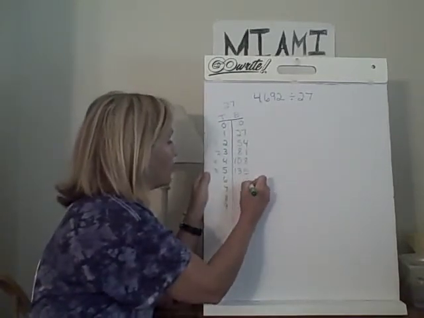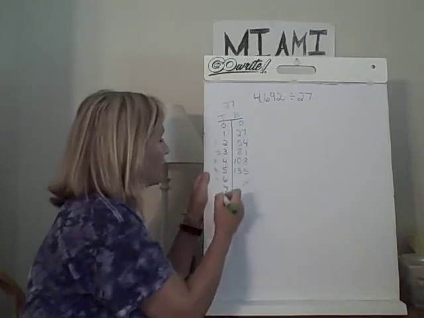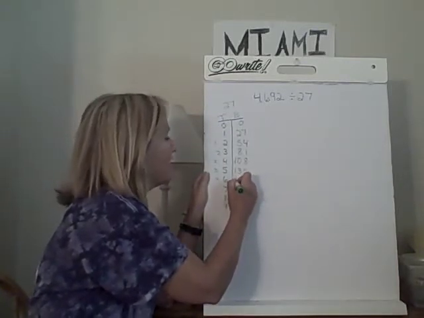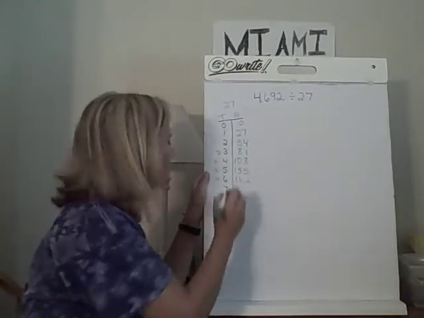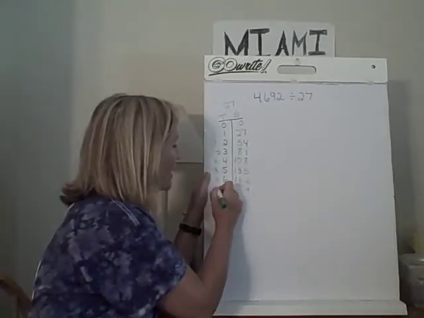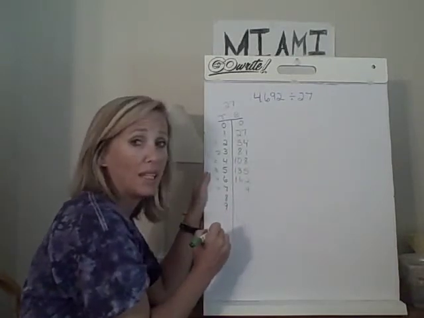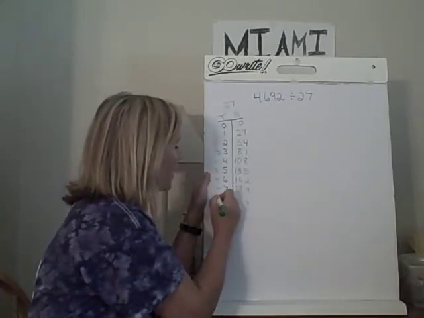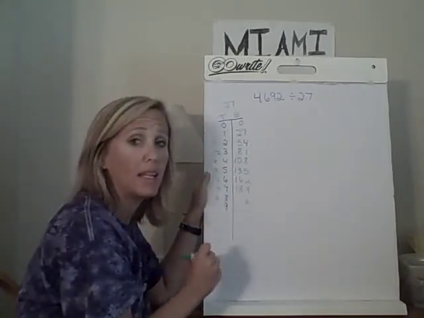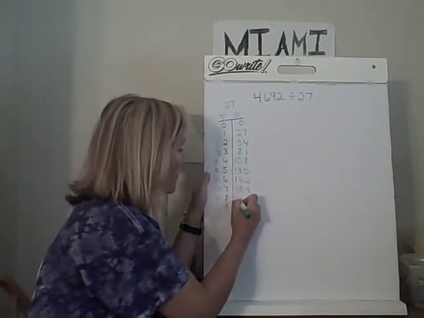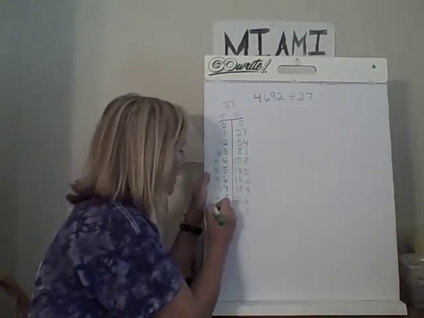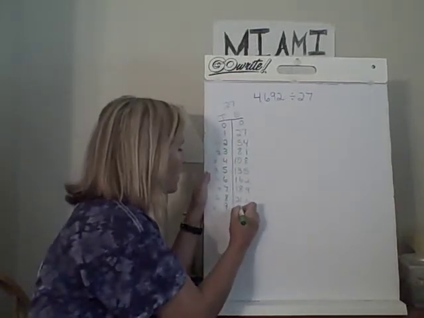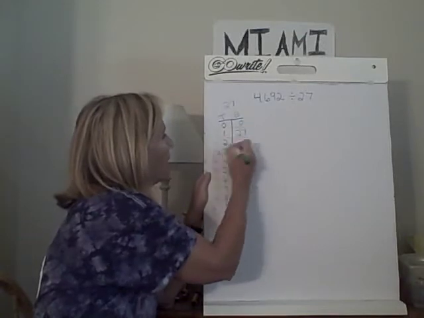6 times 7 is 42, carry the 4. 6 times 2 is 12, plus 4 is 16. I wanted to make sure I got it right, for 162. 7 times 7 is 49, carry the 4. 7 times 2 is 14, plus 4 is 18. 8 times 7 is 56, carry the 5. 8 times 2 is 16, plus 5 is 21. And 9 times 7 is 63. Carry my 6. 9 times 2 is 18, plus 6 is 24. All right?